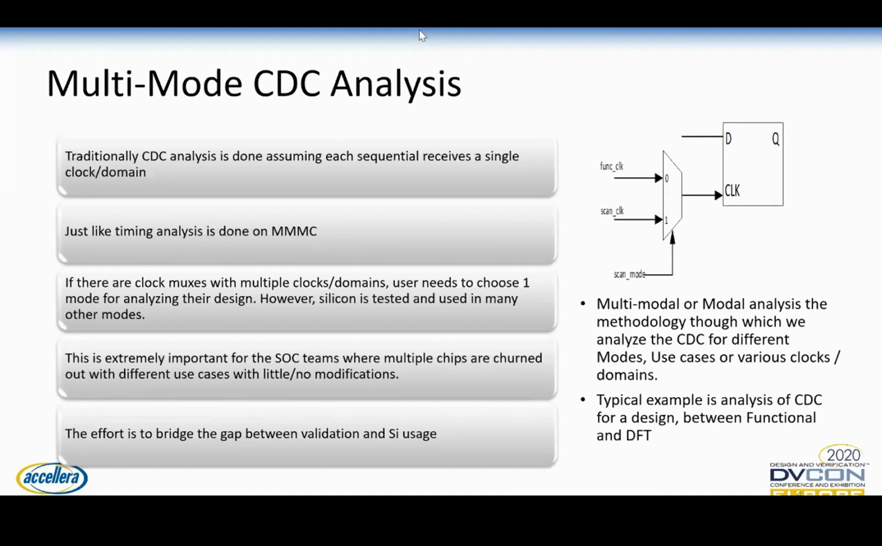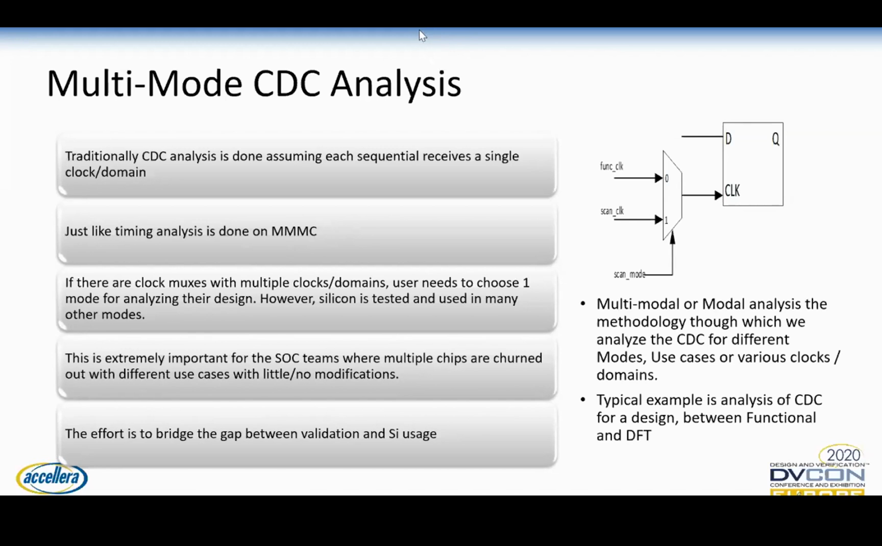And that's the reason we have had multiple silicon sightings in Intel SoC designs. That's mainly because the CDC owner has only signed off in a single mode of operation, right? Rather, they should have done it with multiple modes. And from my perspective, CDC should also be analyzed like STA. We have MMMC, multi-mode, multi-corner. Similarly, we should also analyze CDC with multi-mode, right? And this is how you complete your coverage, right?